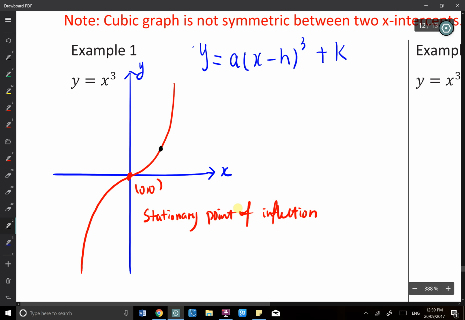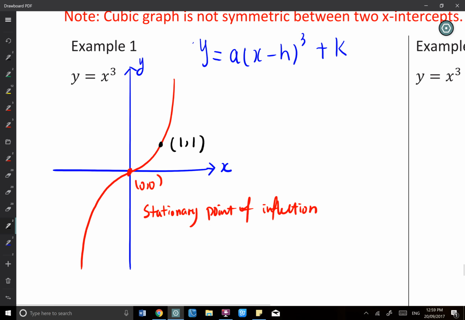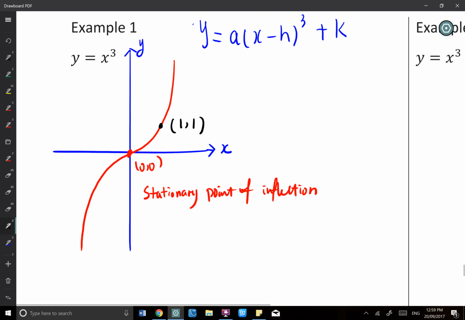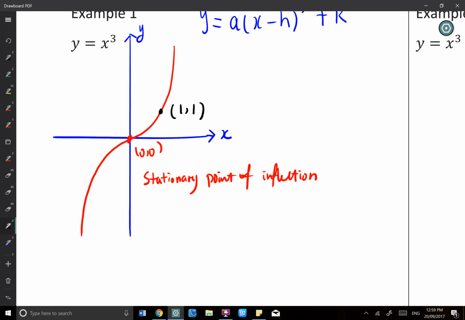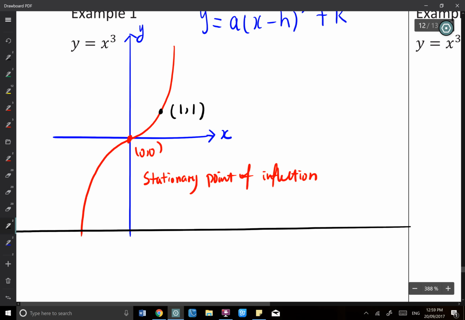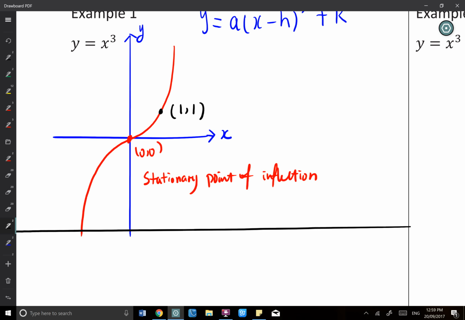And I should label another point, maybe (1, 1), maybe (negative 1, negative 1), it doesn't matter which you have, but you need to label another point. At least 2 points on the curve. So that's the basic shape of the graph.